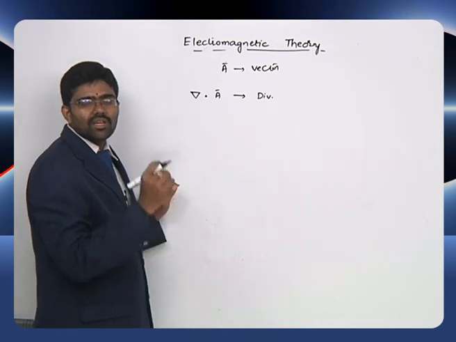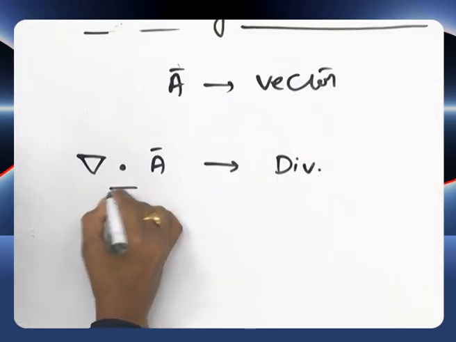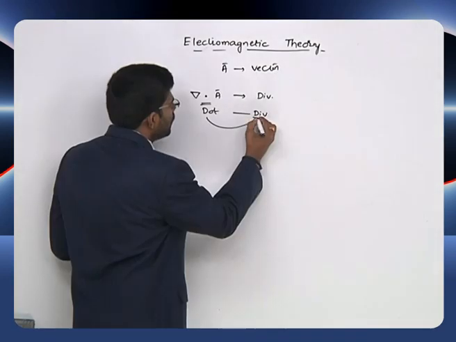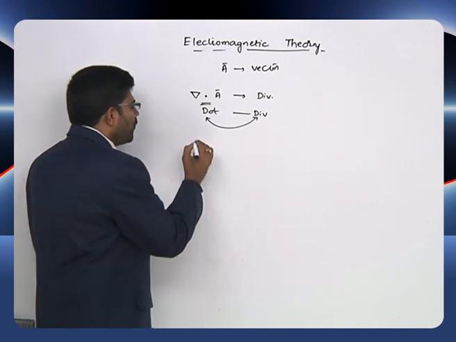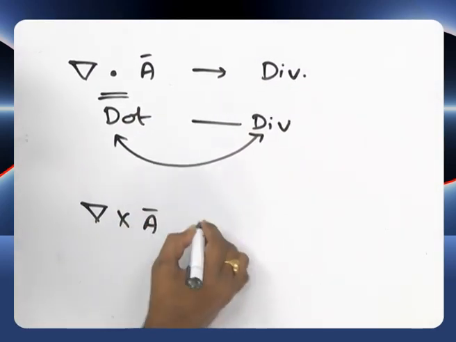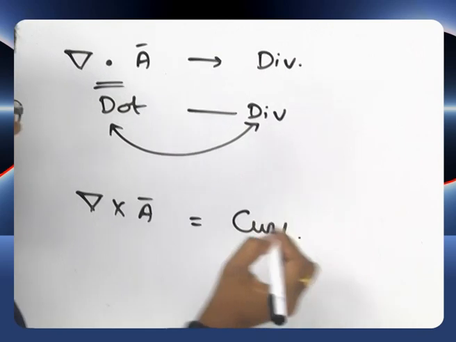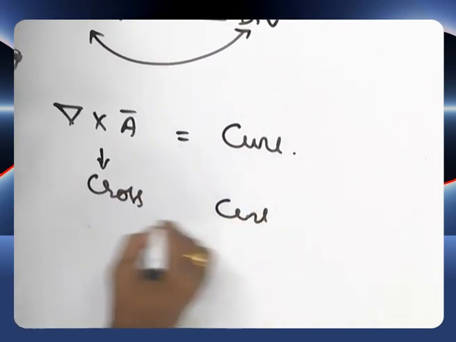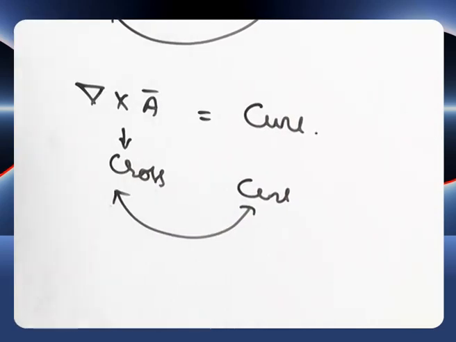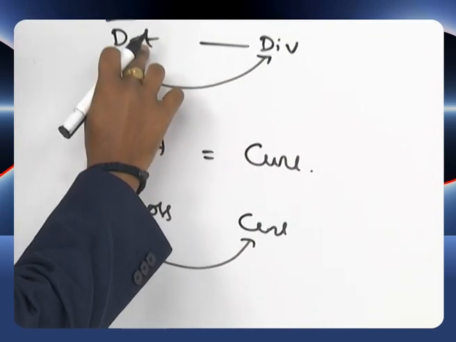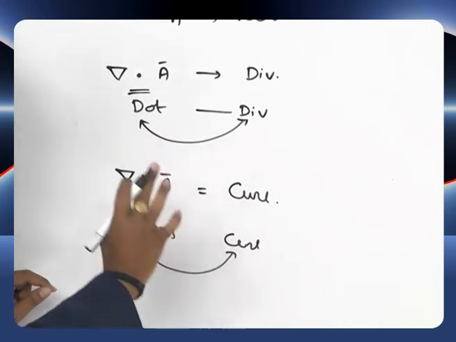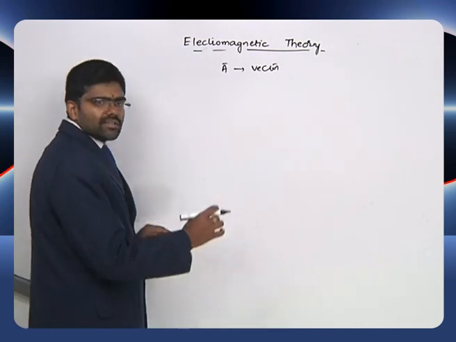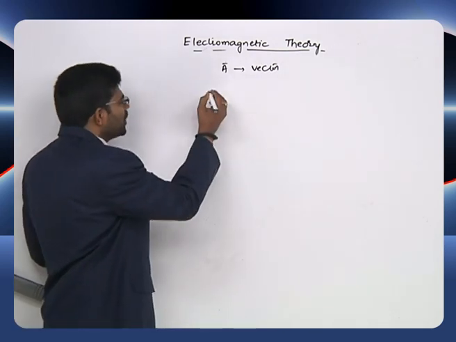Don't get confused. Here I will give you a shortcut. Dot product is always divergence, d for d. In the same way, del cross A bar is equal to curl, cross product curl, c for c. So d for d, dot product, divergence; cross product, curl. It's very easy to remember, and after that we will go for divergence. Let us consider A bar as a vector. Now we will discuss the divergence.